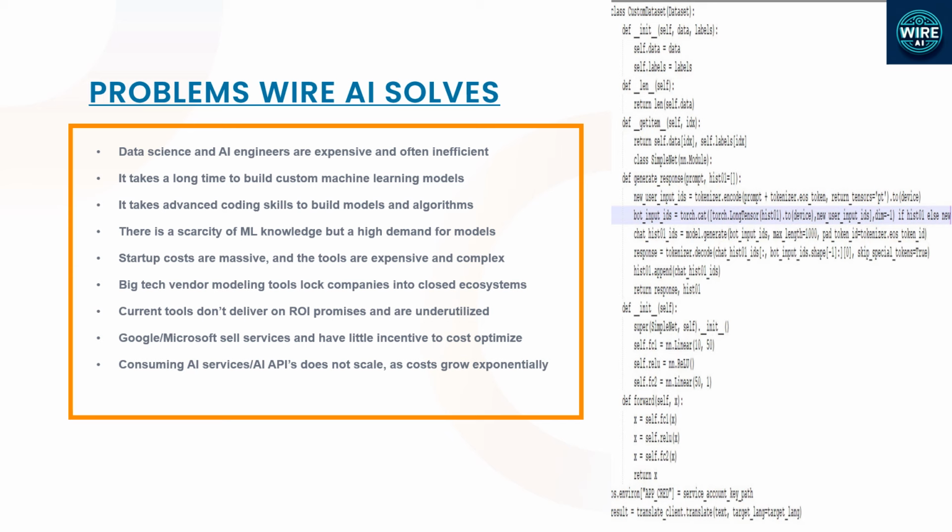We find companies purchase expensive Databricks and SageMaker subscriptions and do not use all the features. These are great products, but they're often underutilized due to complexity. If you look at the image on the right, it shows how complex PyTorch and Python code can be. No wonder people are craving a no-code solution.